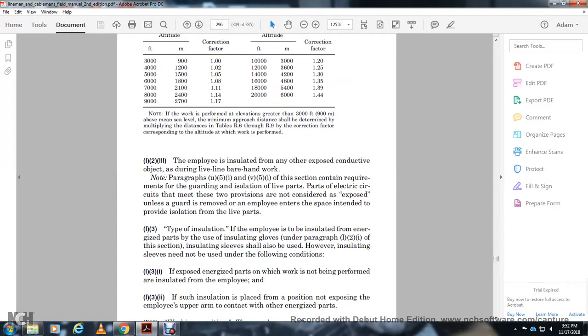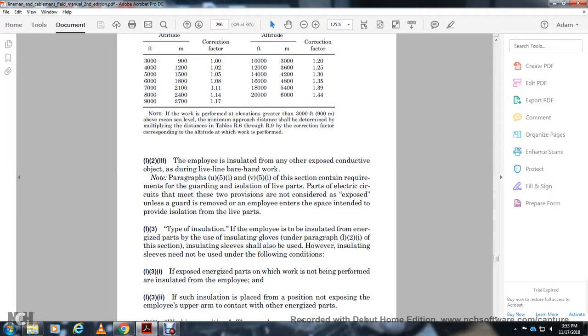The employee is insulated from any other exposed conductive object during live line bare hand work, in accordance with paragraphs U5 and V1 of this section, containing the requirements regarding insulation of live parts of the electrical equipment. Type of insulation: the employee is insulated from the energized part by using insulating gloves under paragraph L2I of this section. However, the insulating sleeve may not be used under the following conditions.